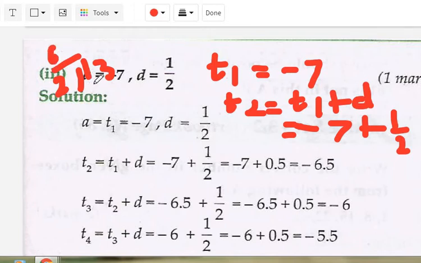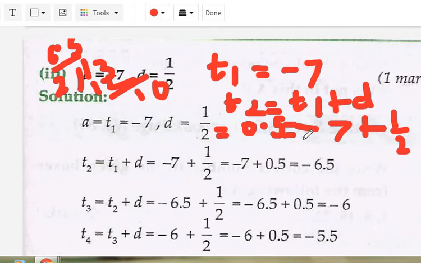Okay, 2 6s are 12, and 12 plus 1 is 13, 0 point, and 2 5s are 10, therefore 6.5. Minus sign is there, therefore minus 6.5. Or an easy method: 1 by 2 means what? 1 by 2 means 0.5. Remember, 1 by 2 means 0.5. Add 0.5 every time. Minus 7 plus 1 by 2 means 0.5, and therefore minus 7 plus 0.5 is minus 6.5.